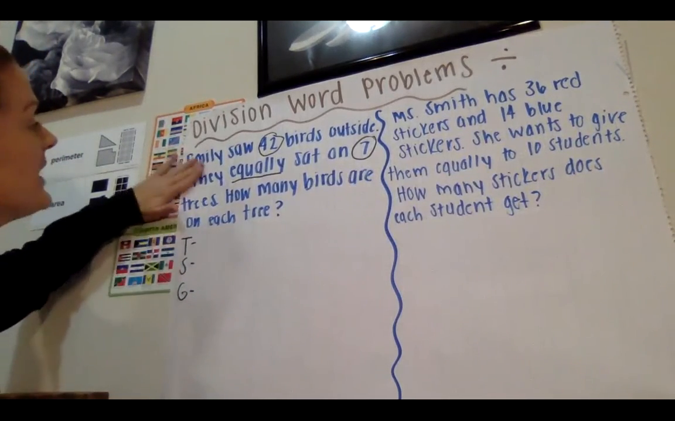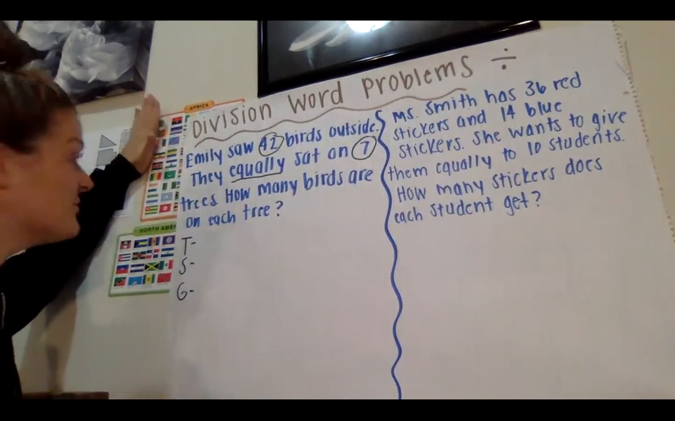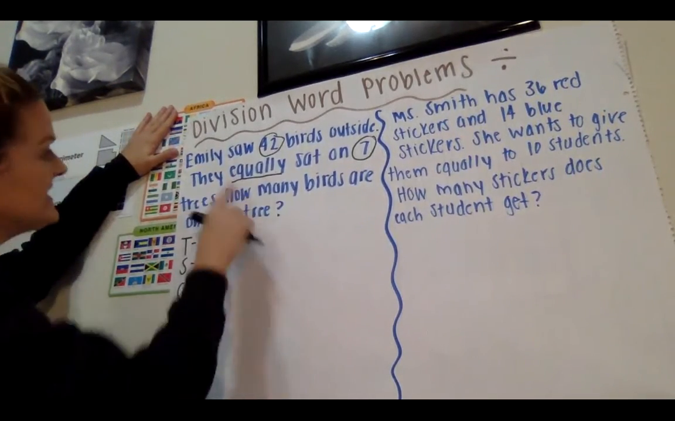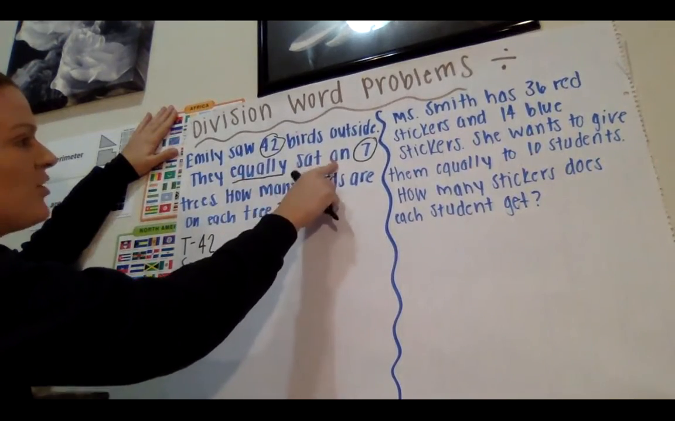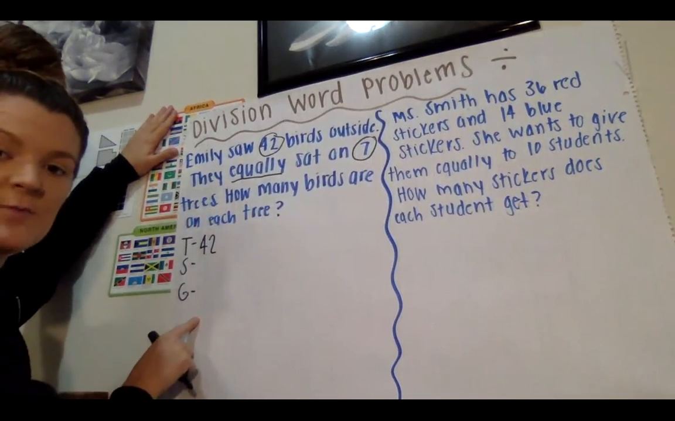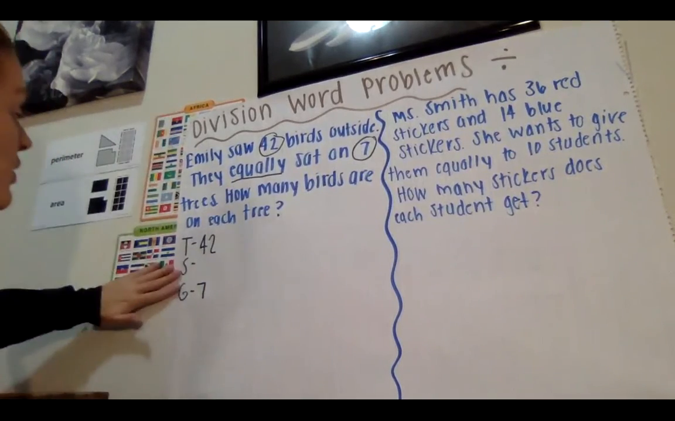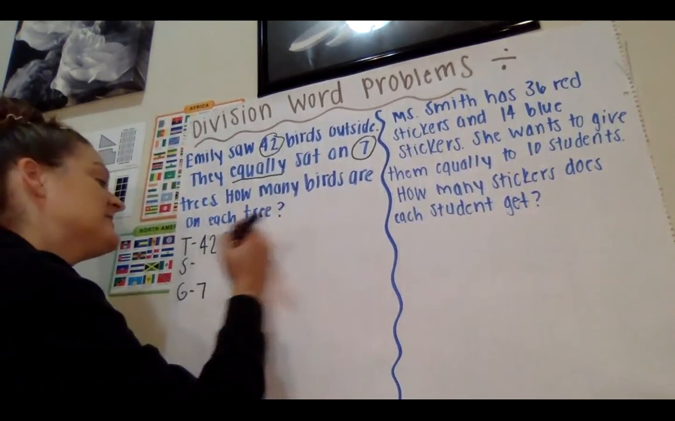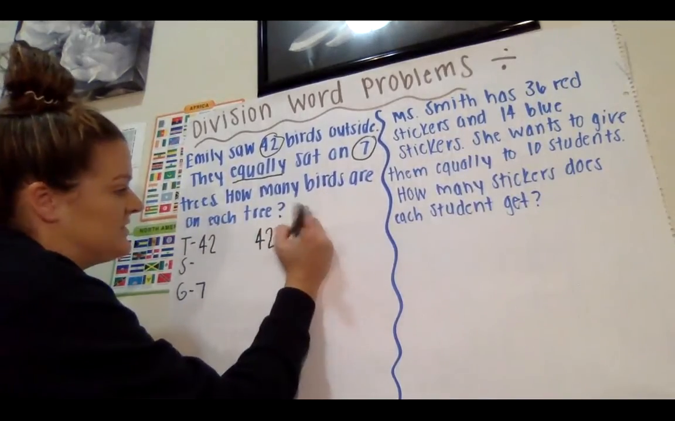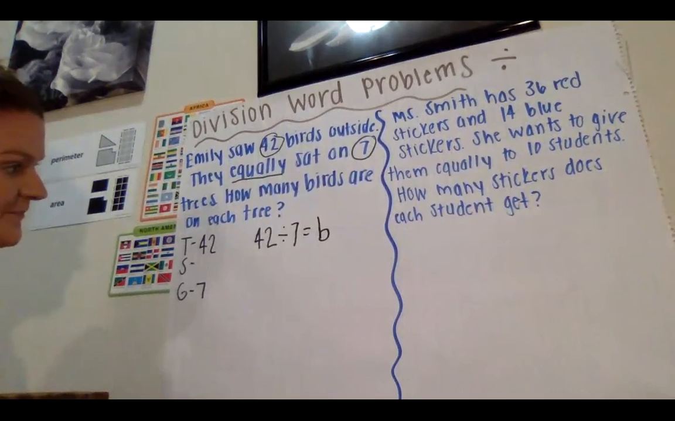What information do I already have from this problem? Hopefully you're thinking, I already know my total, which is 42. And it says they equally sat on 7 trees. So that means the 7 trees, is that my size of group or my number of groups? My number of groups. Each tree is a group. So already I can see my equation, if they give me my total, is going to be division. 42 divided by 7 equals B, for birds.